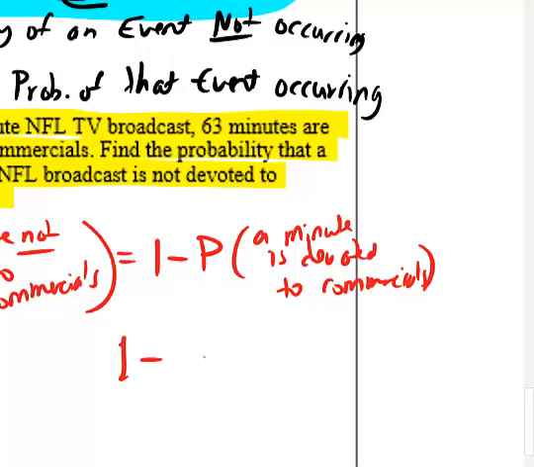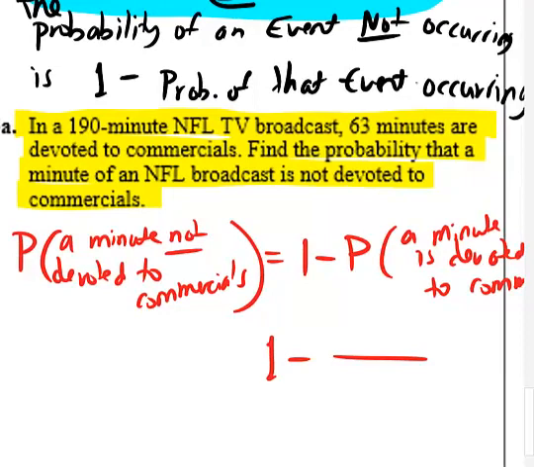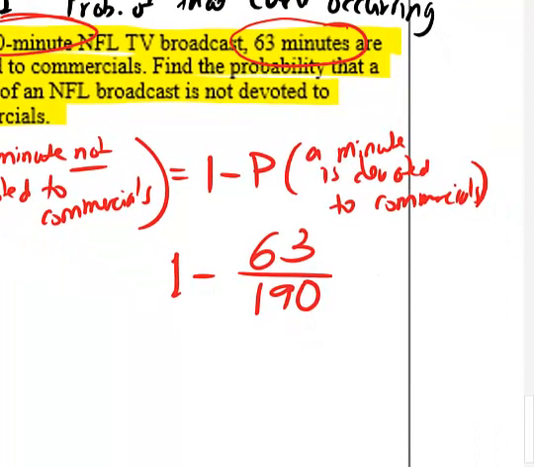So okay, 1 minus, and it's going to be a fraction. What's the probability it's dedicated to commercials? Well, 63 minutes are devoted to commercials out of a total of 190. So it'd be 63 out of 190 is your chance of there being a minute devoted to commercials.